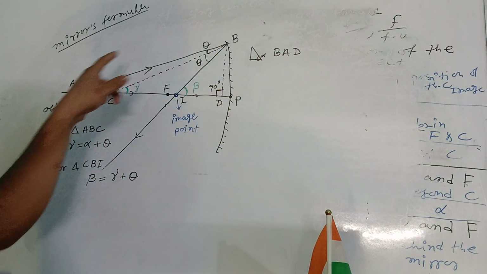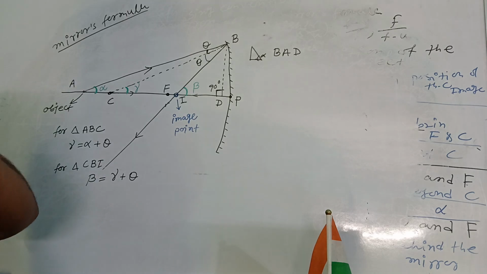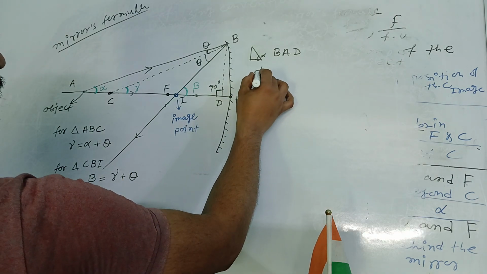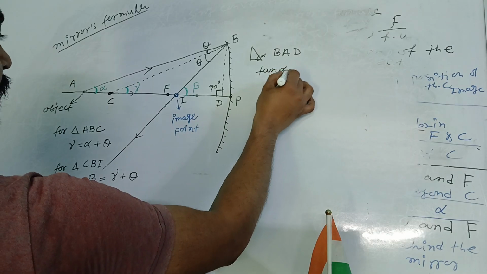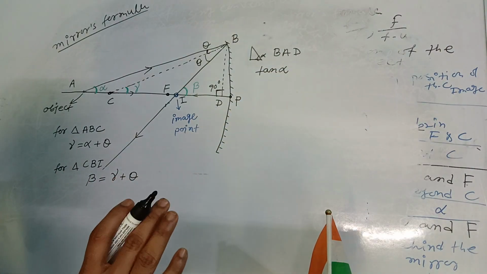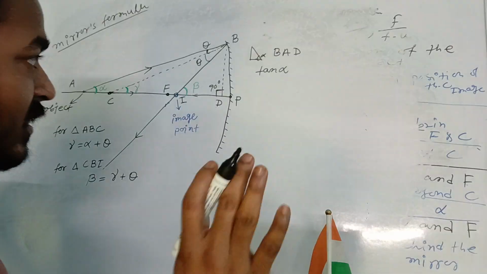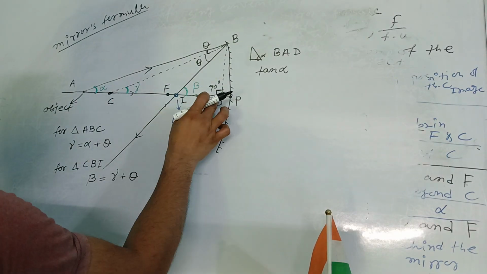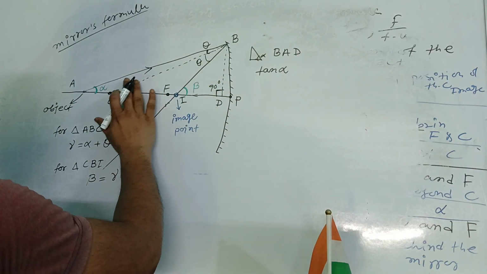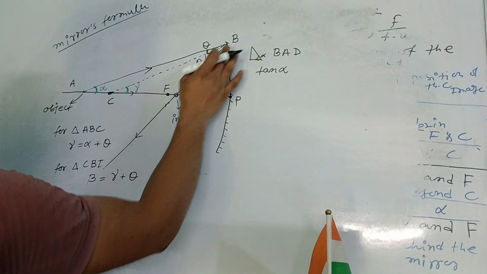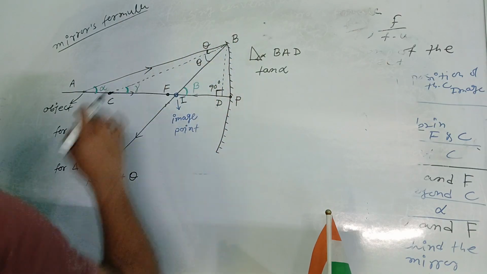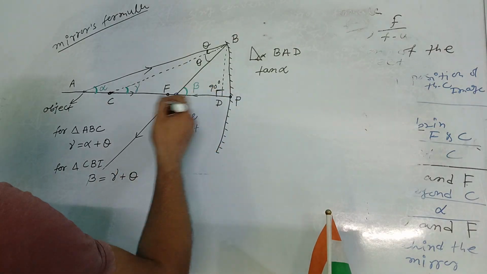Take triangle BAD. So from here we can write tan of alpha. Slowly try to understand. For this triangle BAD, just in your mind remove this part. So we have the triangle BAD. This is the triangle. So tan alpha is what?